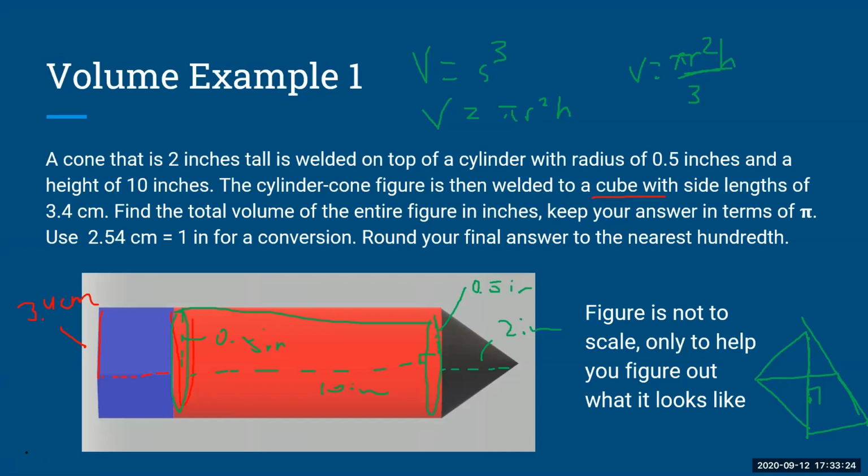So as long as you know that you do 3.4 divided by 2.54 cubed, and then you do 0.5 squared times pi times 10, plus 0.5 squared times pi times 2. As long as you know how to do that, that's good. You don't have to get the exact answer.